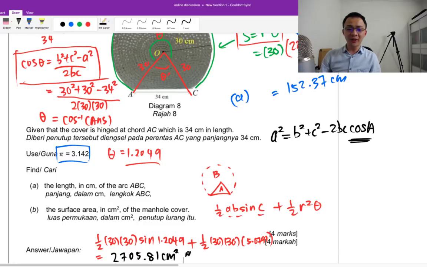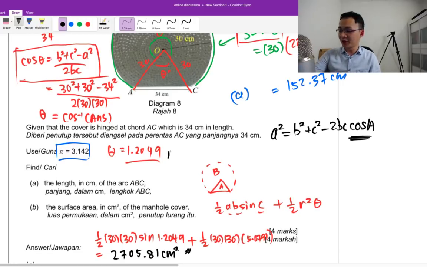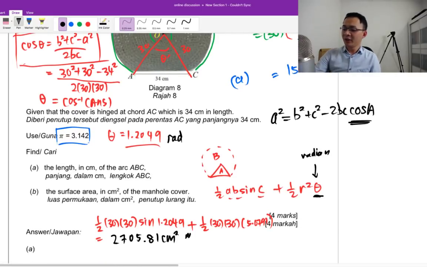So make sure everything is in radian. Yes, this one in radian also. In this topic, I will not allow my angle in degree, because for this formula, this angle must be in radian also. Not really. If you want to use the sine formula, this angle can be in degree or in radian. It doesn't matter.